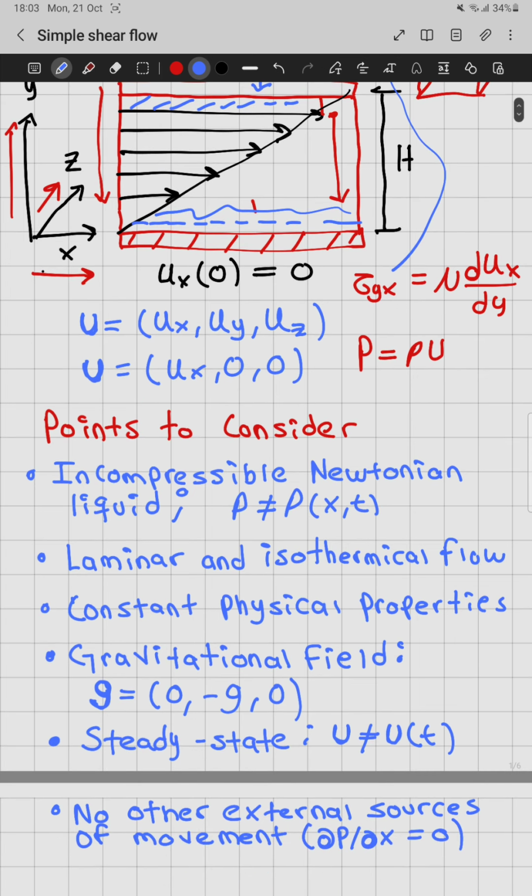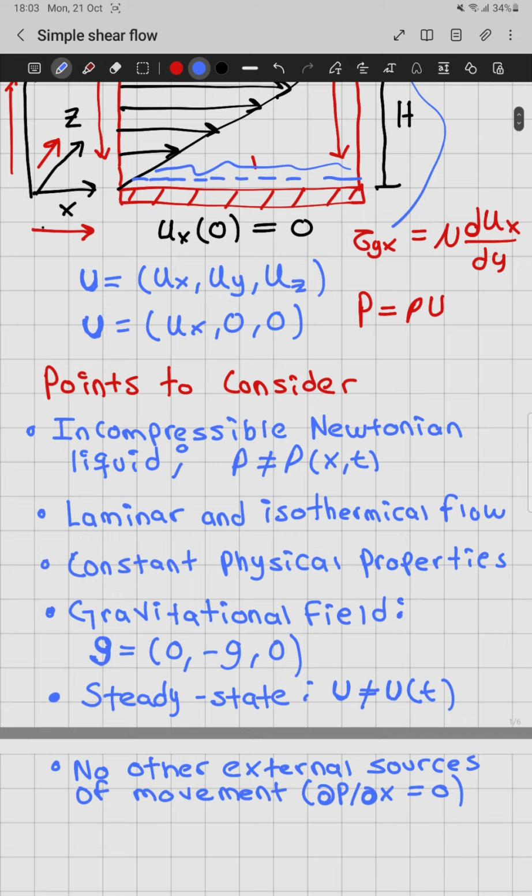So let's make some assumptions, or some points to consider, in order to obtain the velocity field we are interested in calculating. We will assume that we have an incompressible Newtonian liquid. That means that the density of the fluid will not change, and it will not depend on position or on time. Also, the viscosity is going to be constant. We also assume laminar and isothermal flow.